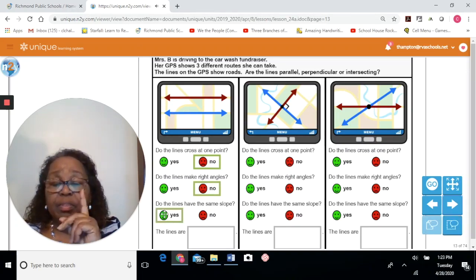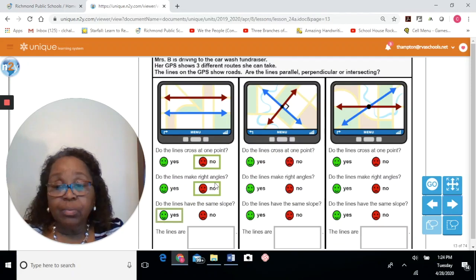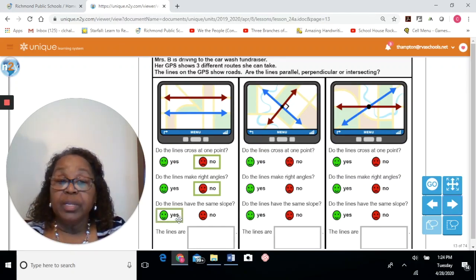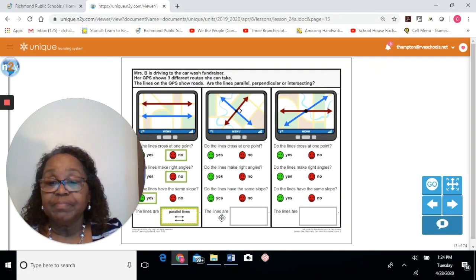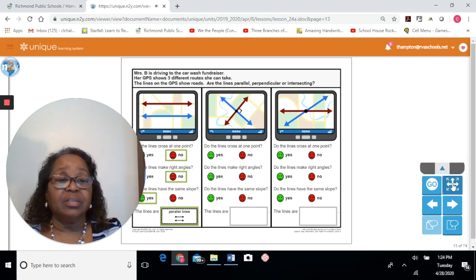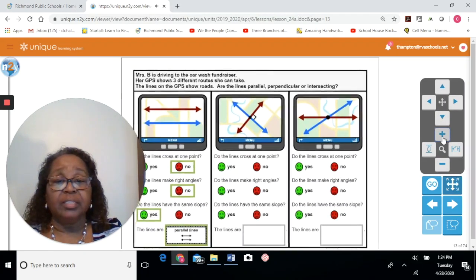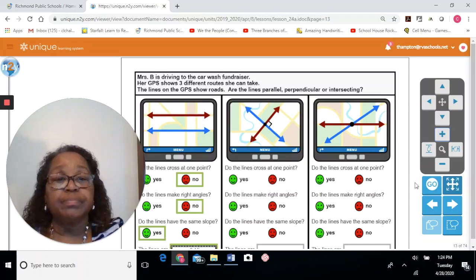Now, you tell me if the lines do not cross, do not make right angles because of course they're not crossing, and the lines have the same slope, what type of lines will we have? Will it be perpendicular? Will it be an intersect? Or will it be parallel? Let's see. I'm going to go with parallel. Excellent. We got that right. Excellent, excellent. All right, let's try another one.